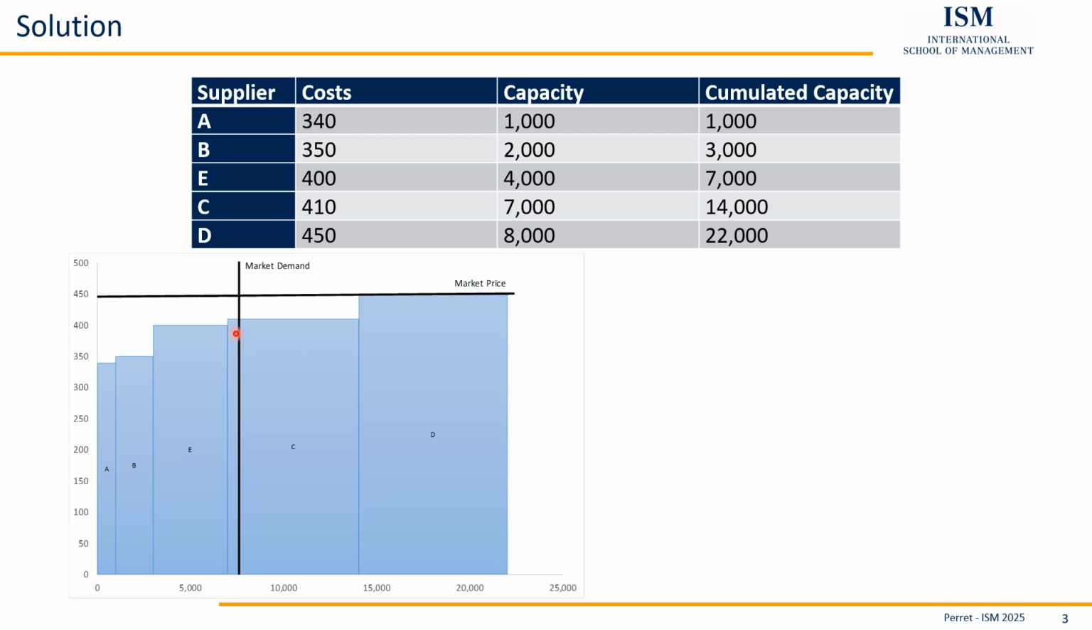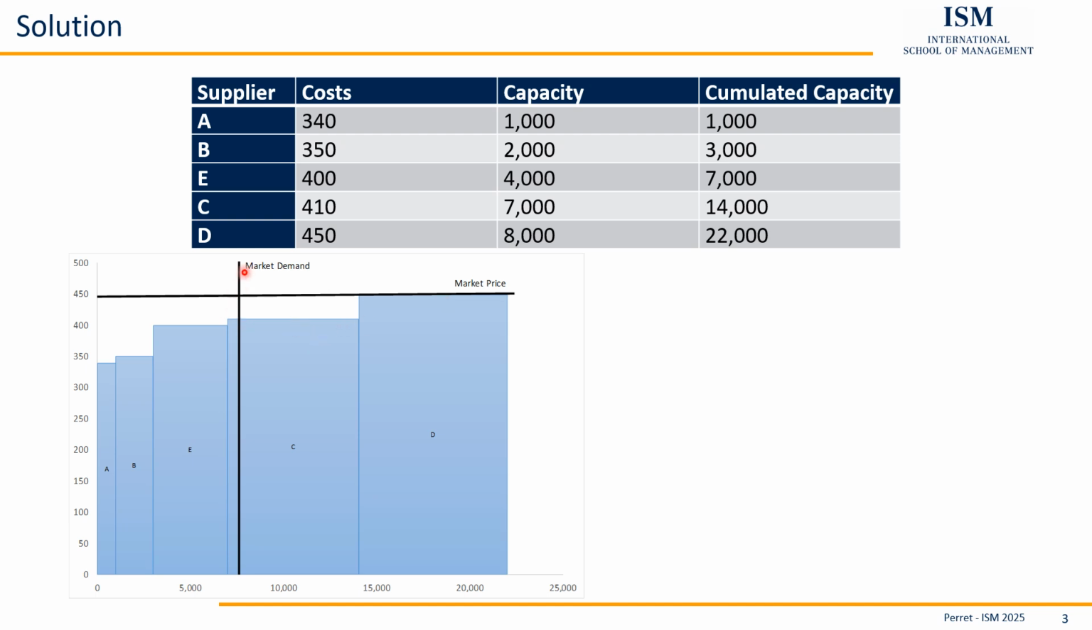In addition to this, I'm going to put a line here demarking the total market demand. And finally, I have another line, the horizontal one, which describes the market price as given in part A of the task, which was at 450. And well, what am I going to do now?